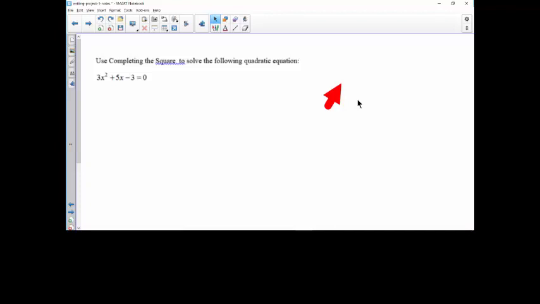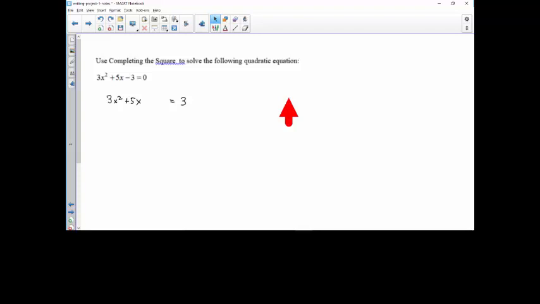Okay, this one's where we go whole hog on you. And look, the coefficient of x squared is not a 1. We're going to have to deal with that 3 out in front of the x squared somehow. And it's not too bad. But you got a good solid housekeeper on this. I'd rewrite it 3x squared plus 5x equals positive 3.